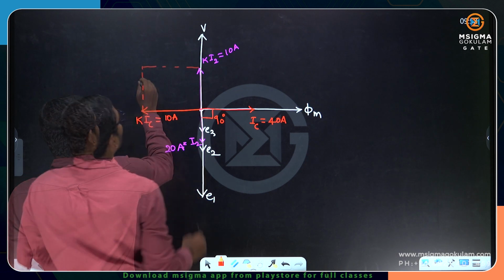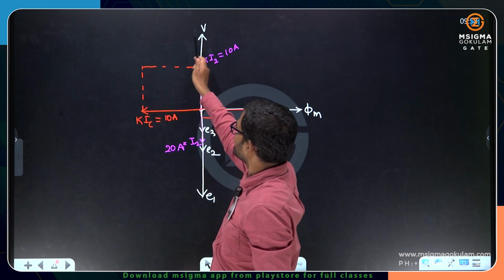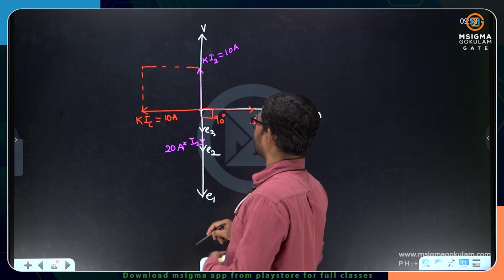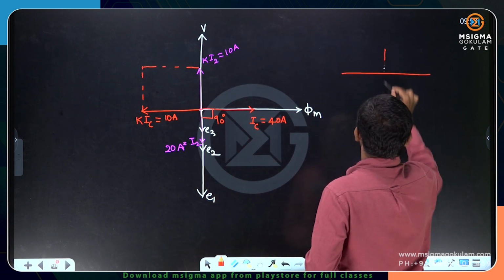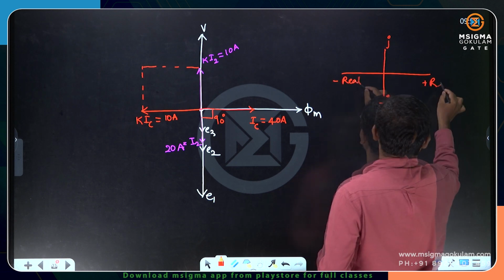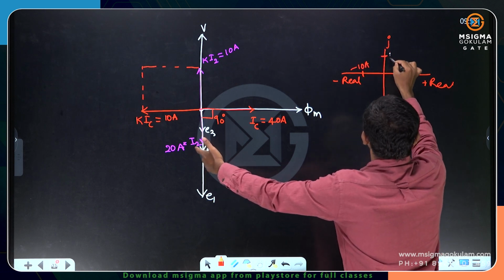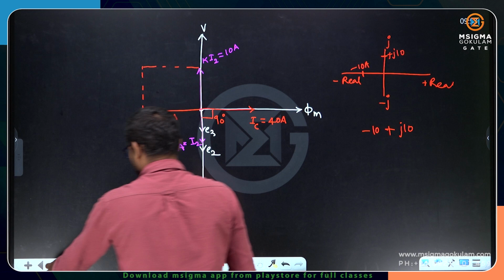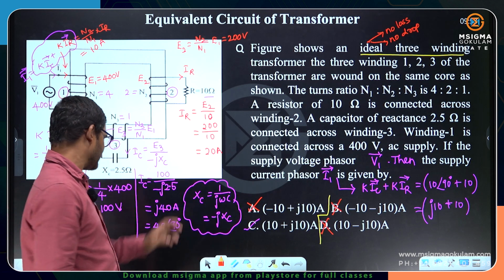Now you see, from the voltage, this K times IC is leading. So I have to write it as plus j10. People will think that this is minus 10. They'll imagine this graph: plus j, minus j, plus real axis, negative real axis. If they take it up, we are getting 10 on this side, so they will take minus 10 and this one plus j10. So the answer is not minus 10 plus j10. This is absolutely wrong. That is why option A is given.